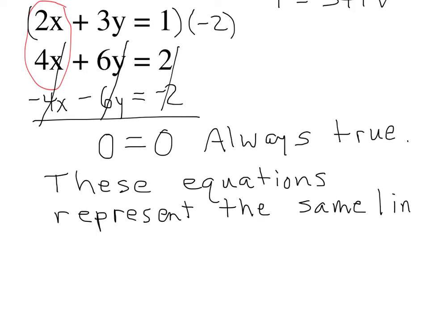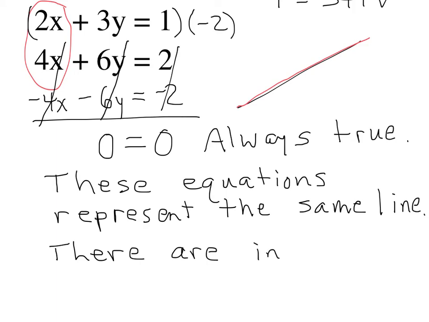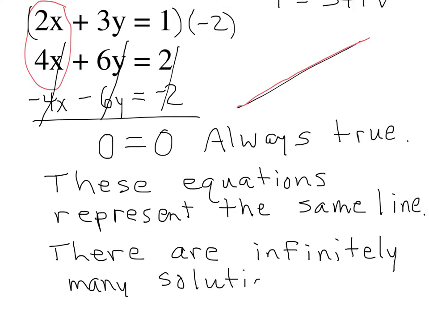So if they represent the same line, then when you graph them, one line is on top of the other, right? It's the same line, and that's the situation where we said there are infinitely many solutions, because every point on the line represents a solution to our equation.